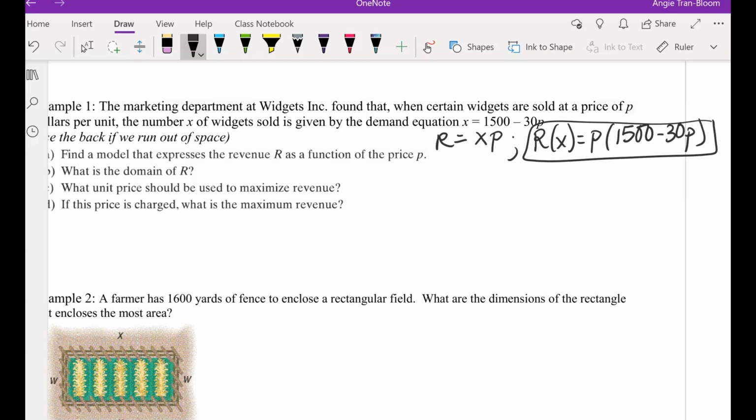Now, question number two is, what is the domain of your revenue equation? Oh, I wrote R of X. I'm supposed to be writing R of P. So what's the domain of this equation? What does that even mean in plain English? Because if you walk around and you tell people what's the domain, they're not going to know what you're talking about in real life. So in math, we talk about domain all the time, but what does that mean?